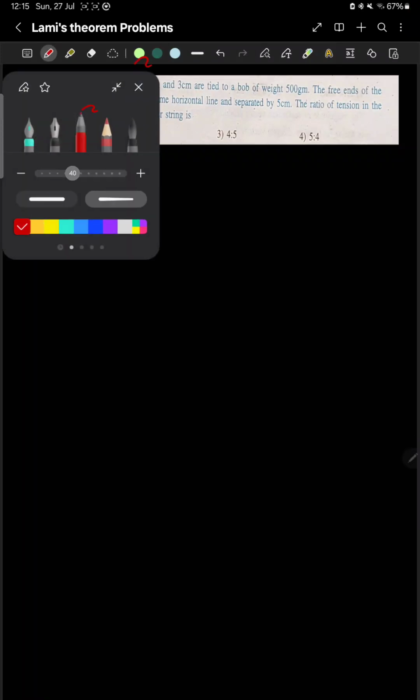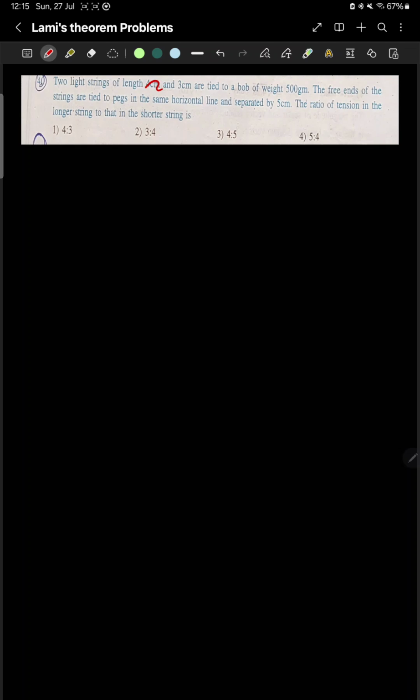In this question, they have given two light strings of length 4 centimeter and 3 centimeter, tied to a bob of weight 500 grams. The free ends of the strings are tied to pegs in the same horizontal line and separated by 5 centimeter. The ratio of tension in the longer string to that in the shorter string.